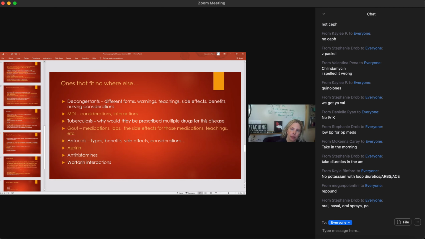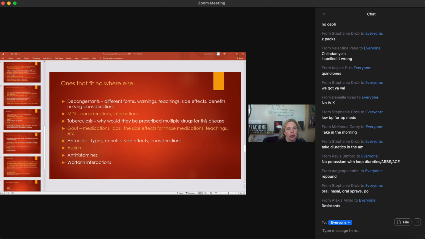MDI, I think I already kind of went over that too, the considerations, interactions. TB, thinking about why they would get more than one drug. What would be the purpose of that? Gout.